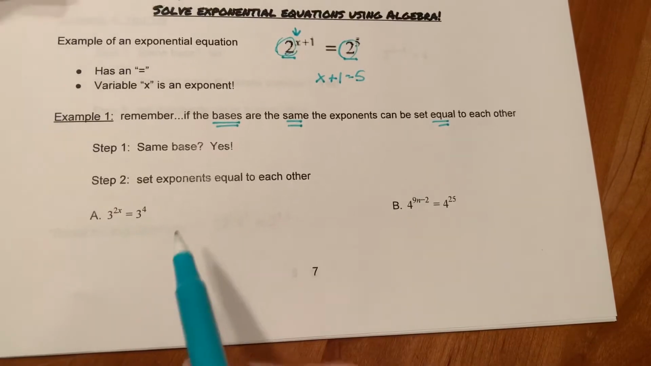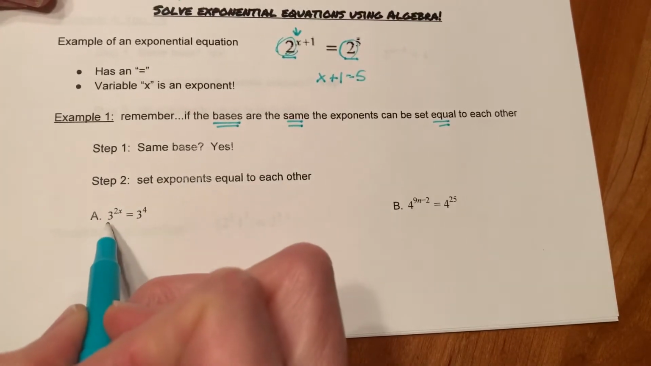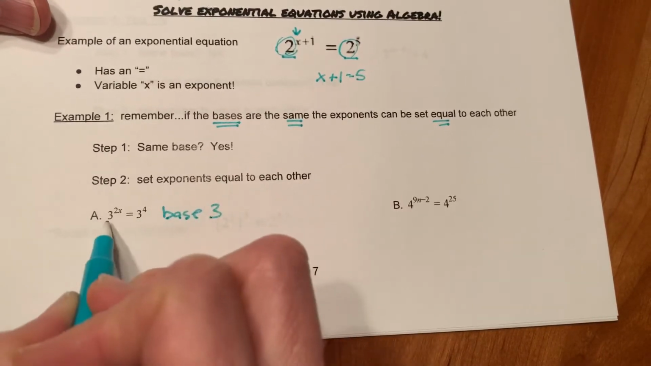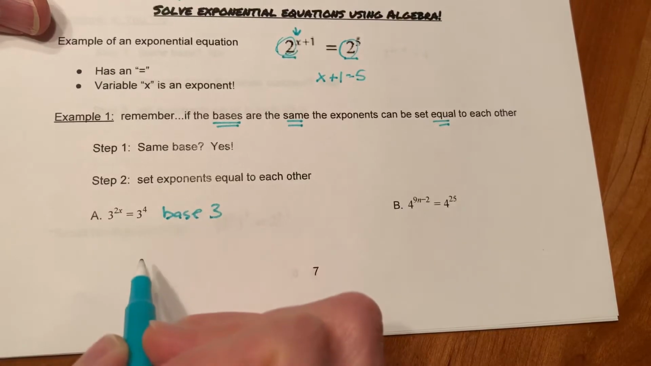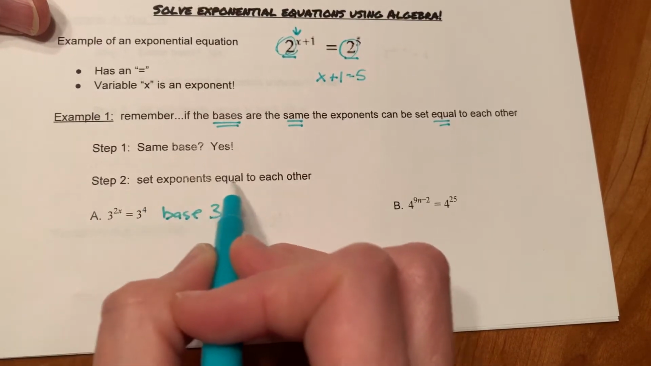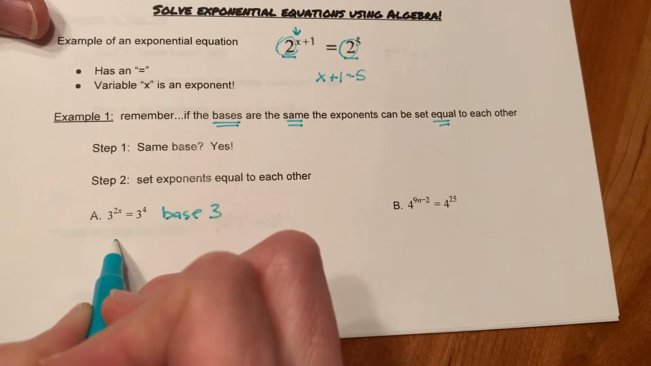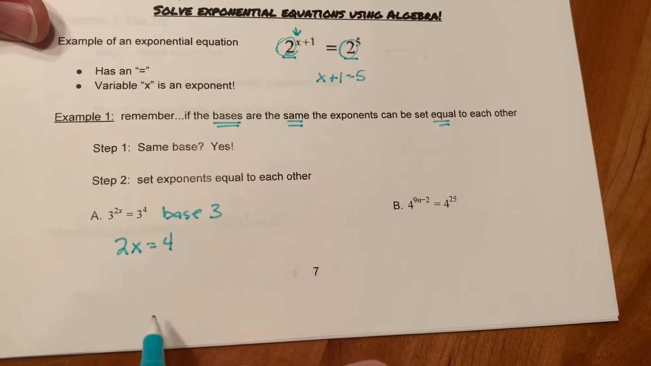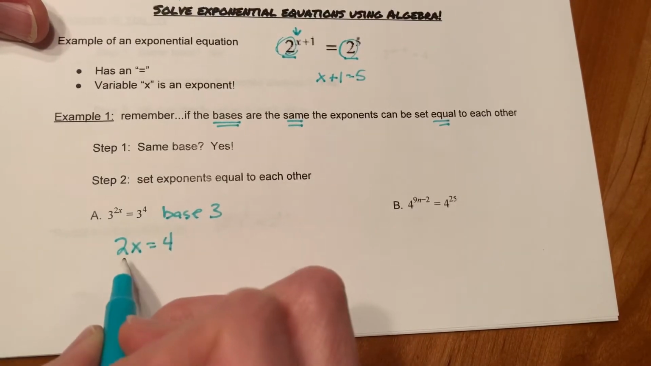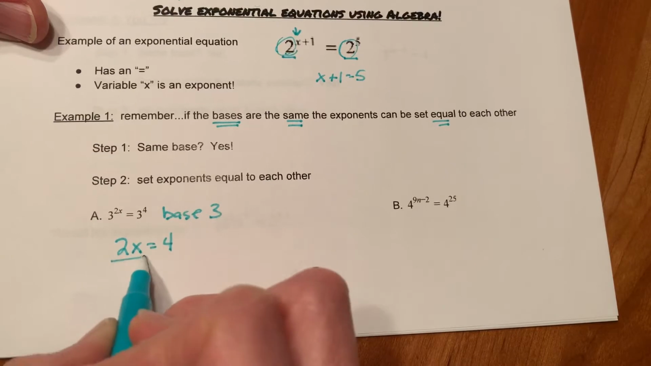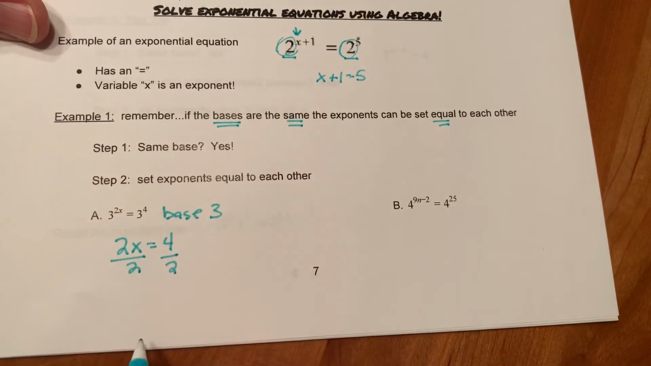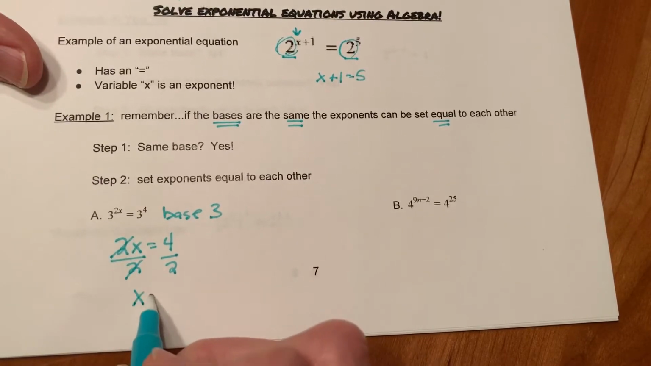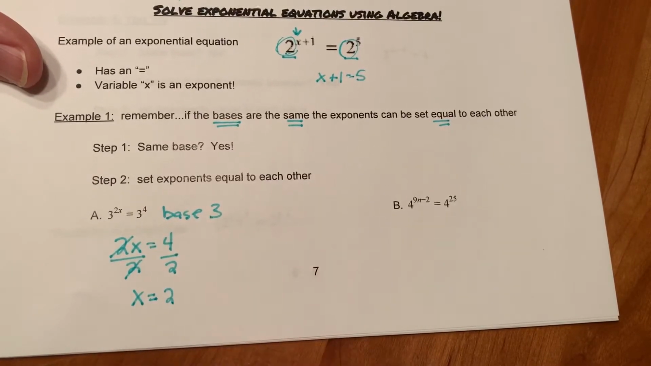The first thing you want to check is, step 1, are the bases the same? These both have a base 3. 3 to the 2x equals 3 to the 4th. If the bases are the same, then step 2 is set the exponents equal to each other. So this would simply be 2x equals 4. And then we're going to solve this. It's an Algebra 1 equation. We're going to solve for x. We have 2 multiplied by x. To undo multiplication, we divide both sides by 2. 2 divided by 2 is 1. So we have 1x equals 4 divided by 2 is 2.